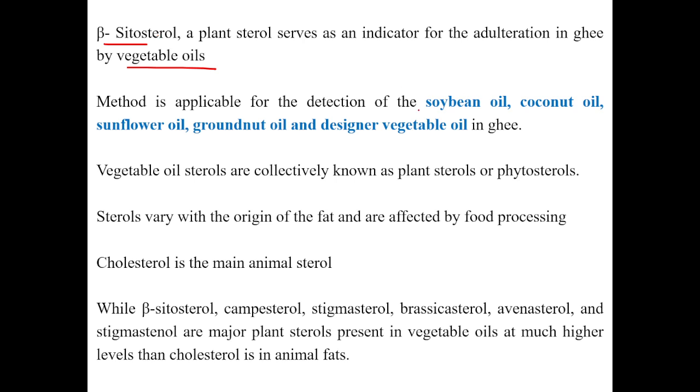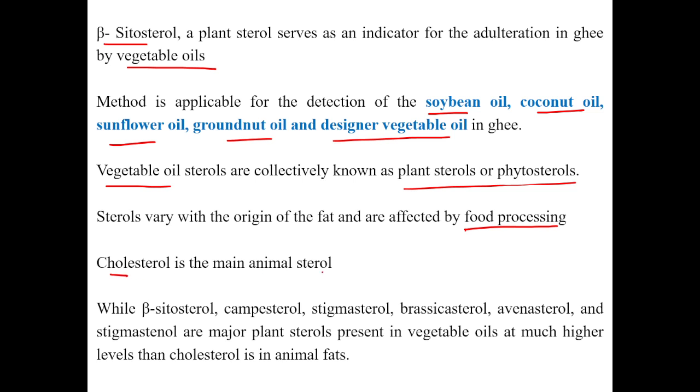This method is applicable for the detection of vegetable oils such as coconut oil, sunflower oil, groundnut oil, and some designer vegetable oils in ghee. Vegetable oil sterols are correctly known as plant sterols or phytosterols. Sterols vary with the origin of fat and are affected by food processing. The sterol concentration depends on the origin of the fat, and processing also affects the sterol composition.